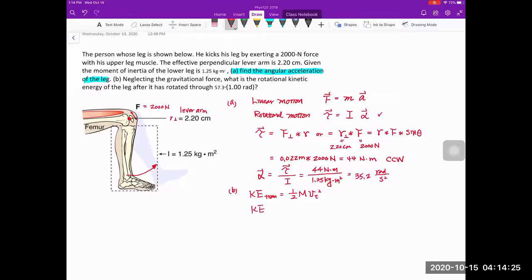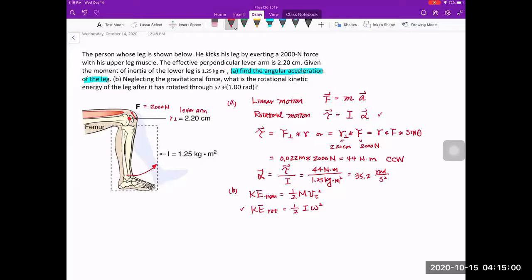You also have a kinetic energy of the rotation. That's 1/2 I omega squared. And so the question becomes, because this is the equation, how do I know I? Well, I is given, 1.25. Now, the next question is, what is omega? What is the omega after the leg has been rotated to a certain degree? So how do we find omega?